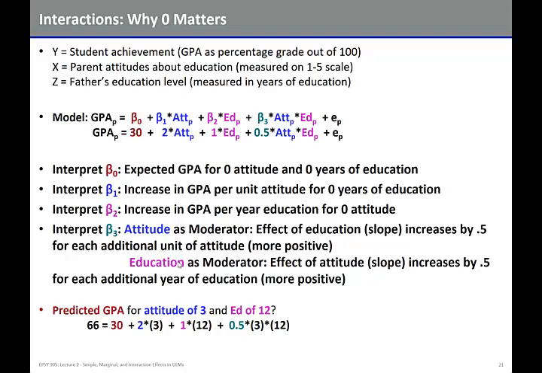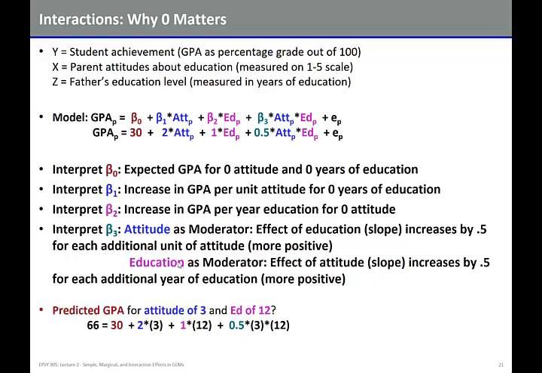And for education of 0 years. It's also kind of hard to find for most of the data we collect around here. So that 30 is a really odd number. It doesn't have much meaning. Beta 1 represents the increase in GPA per unit of attitude for someone who has 0 education. Also an odd number, right?